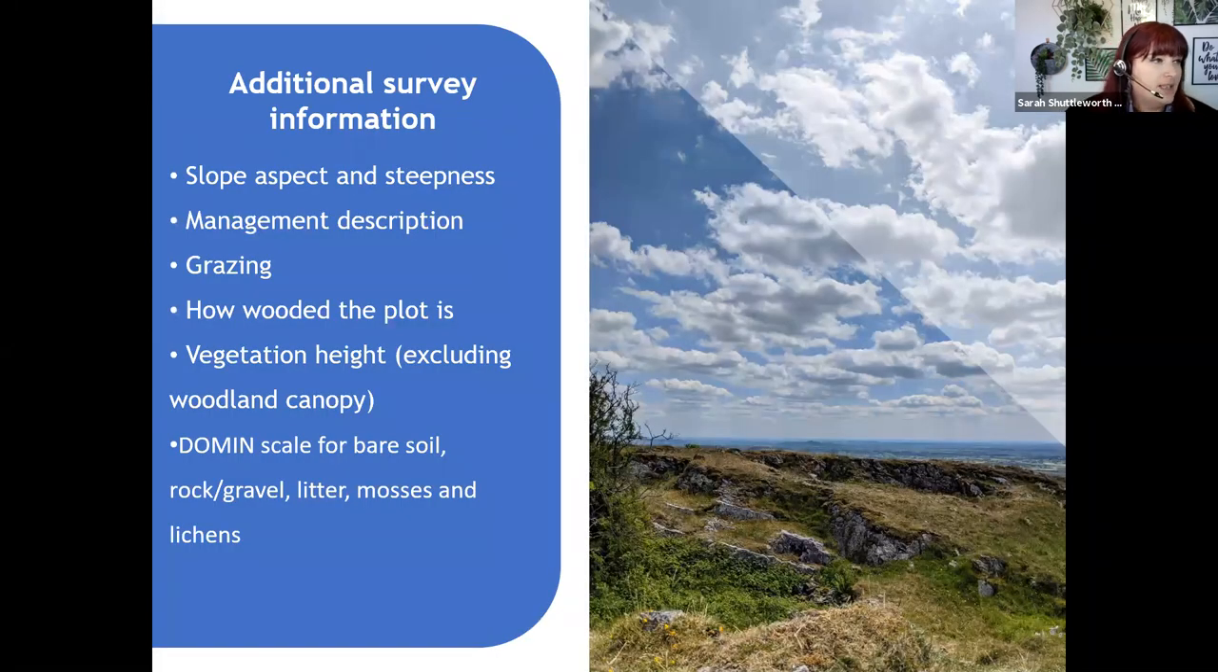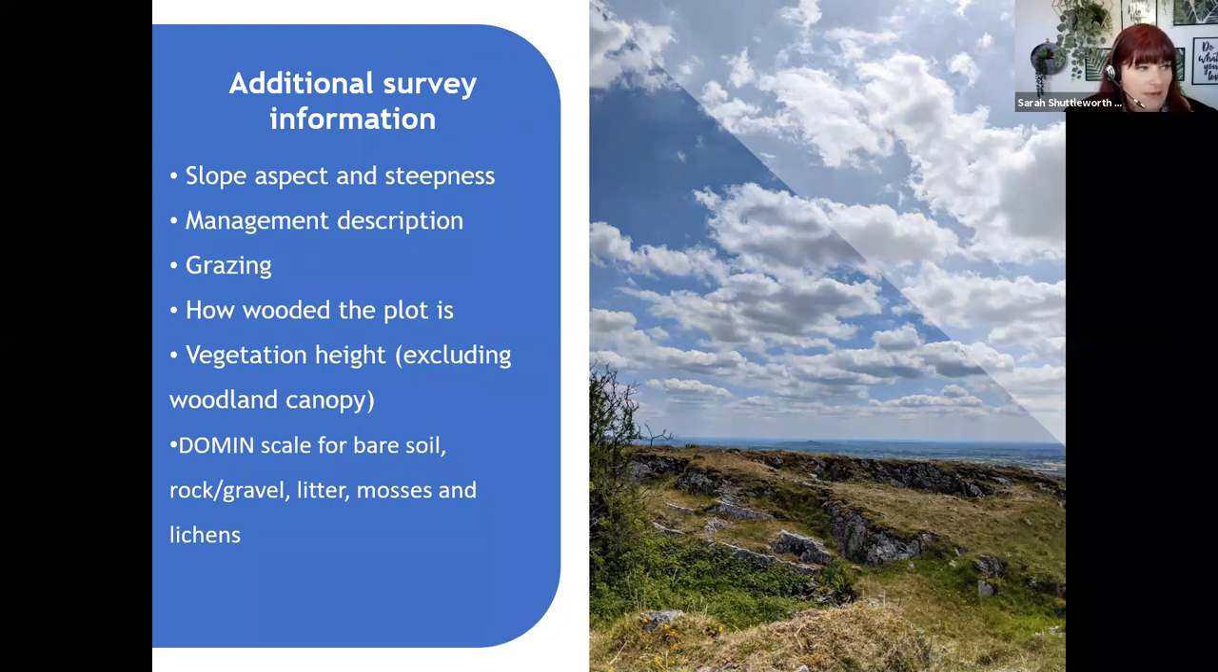So regarding things like aspect and slope, if the plot occurs on a slope, then record the main direction that the slope is facing from the normal compass range, for example, north or northeast, and then try to record the main slope angle. So flat is 0 to 5%, moderate is 6 to 30%, and steep is over 30%.